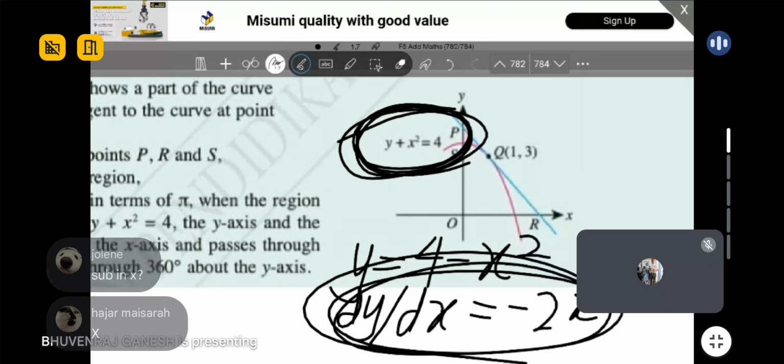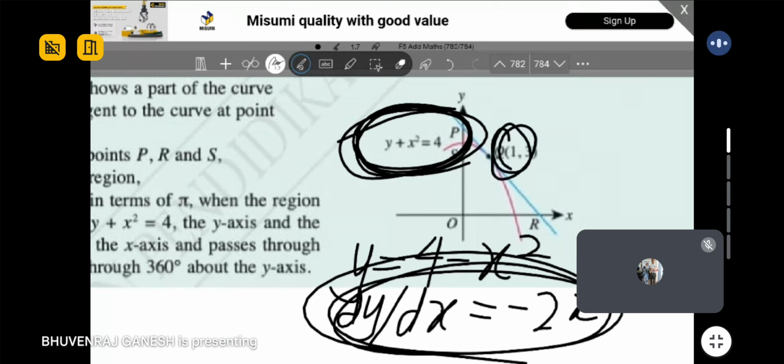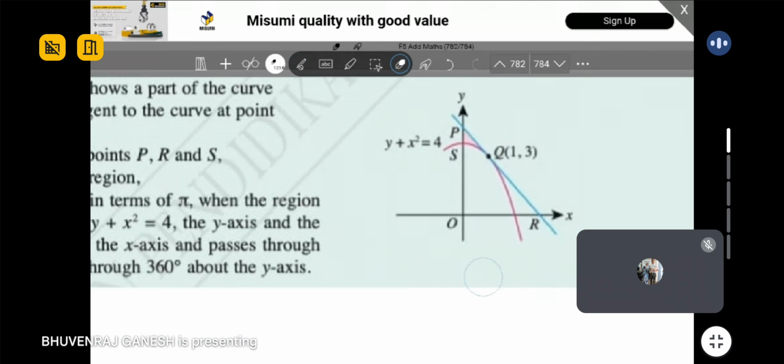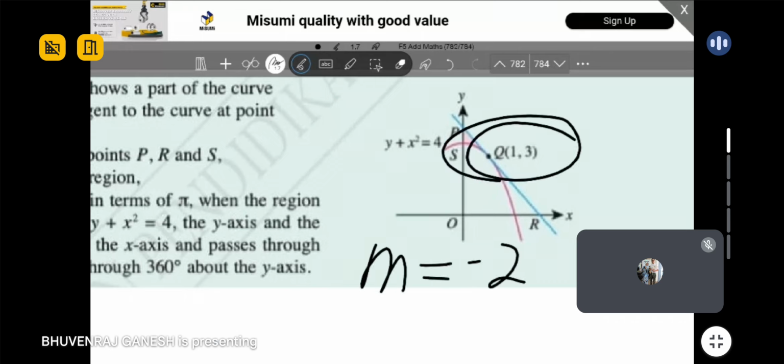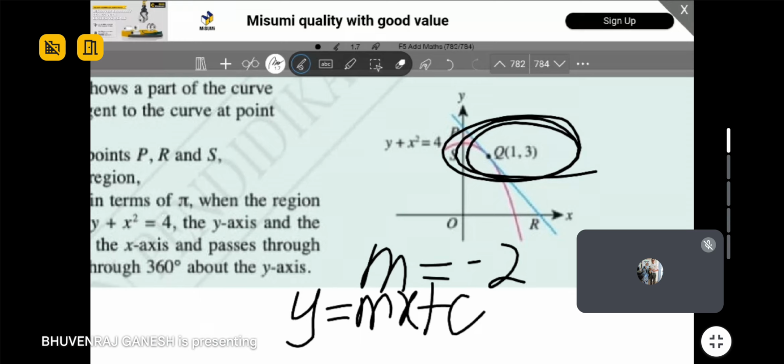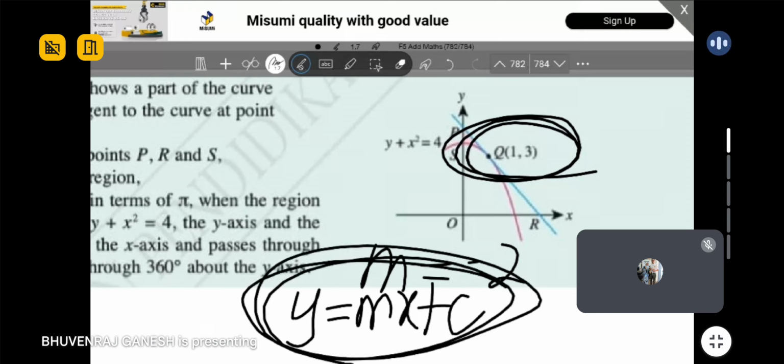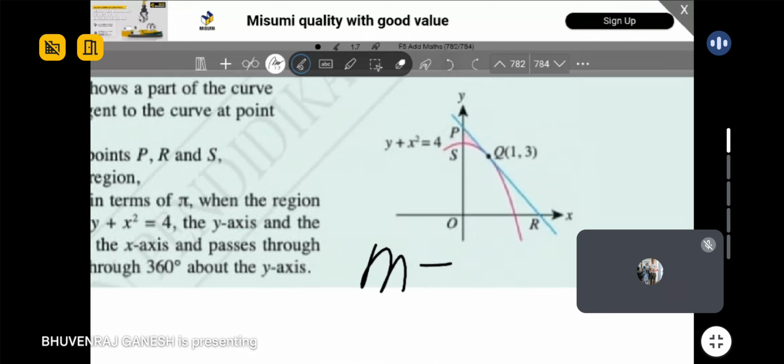Anyone? Yes? Which x value? 1, right? You will substitute x equal to 1. Correct? So you will get the gradient is negative 2. Okay, so then you can form the equation of the straight line, bentukan persamaan garis lurus. So your gradient is negative 2. You got 1 point. So y equal to mx plus c. Then you form your equation of straight line, persamaan garis lurus. Then you can find out your P and R coordinate.